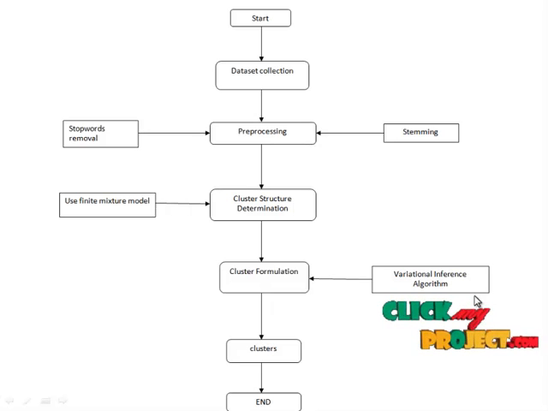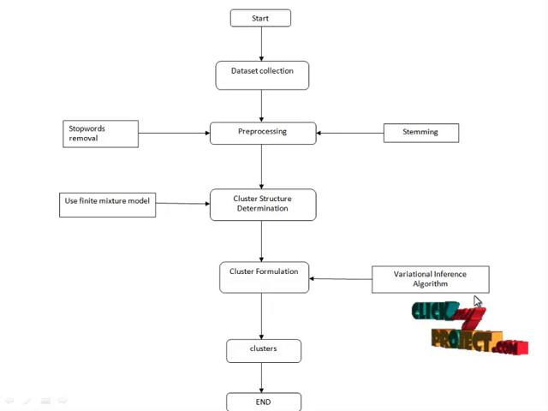Then the stop word removal. The stop words are the meaningless words, so we first remove all the stop words also. Then the cluster structure determination. Here we use the finite mixture model. To identify the words, we first apply the distinct words generation. To find the distinct words, we should first determine all the words in the dataset collection.